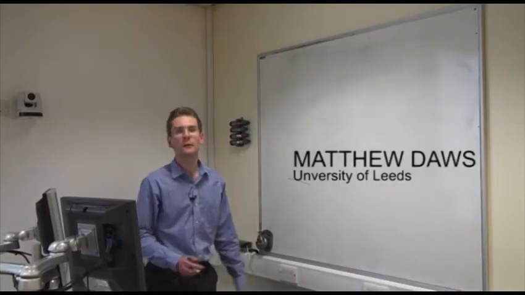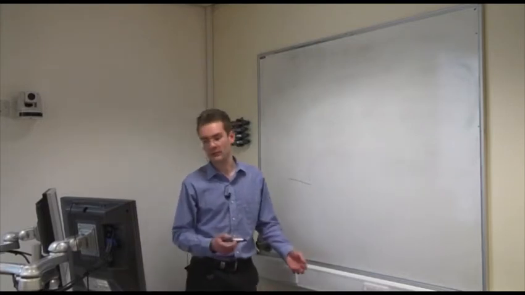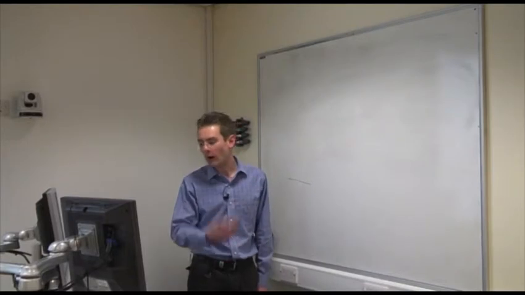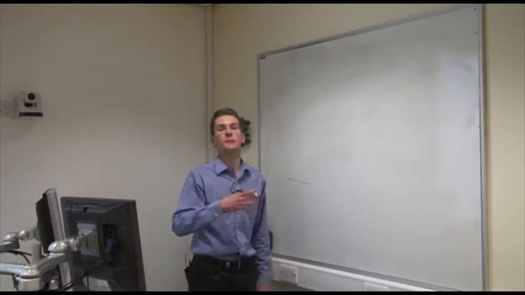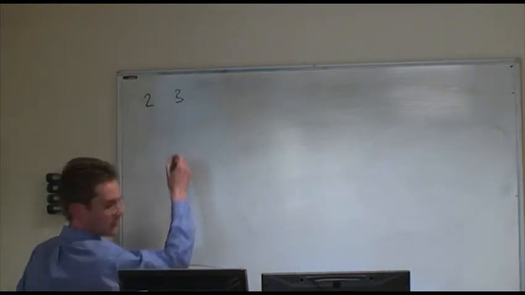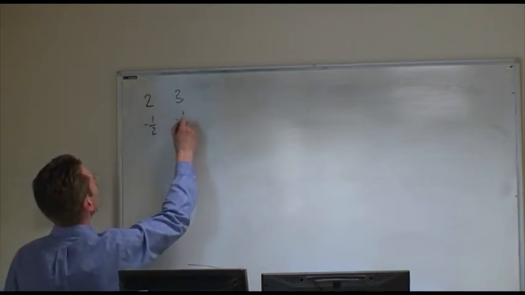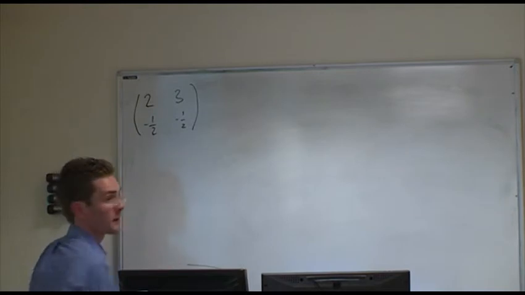Okay, so now I want to just do a worked example which is very similar to an A-level question. Afterwards I'm going to explain why I'm doing the things I'm doing, but to start with I'm just going to do them. So now let's consider a matrix 2, 3, minus 1/2, minus 1/2. I want to calculate the eigenvalues and eigenvectors of this matrix.